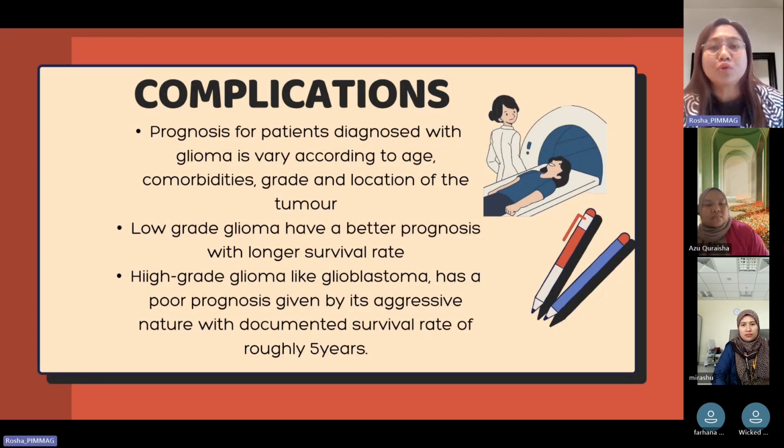So these are a few complications that patients with glioma will experience. The prognosis for patients diagnosed with glioma varies according to age, comorbidities, grade, and location of the tumor. Low-grade glioma has a better prognosis with a longer survival rate, while high-grade glioma, like glioblastoma, has a poor prognosis given its aggressive nature, with a documented survival rate of roughly about 5 years.